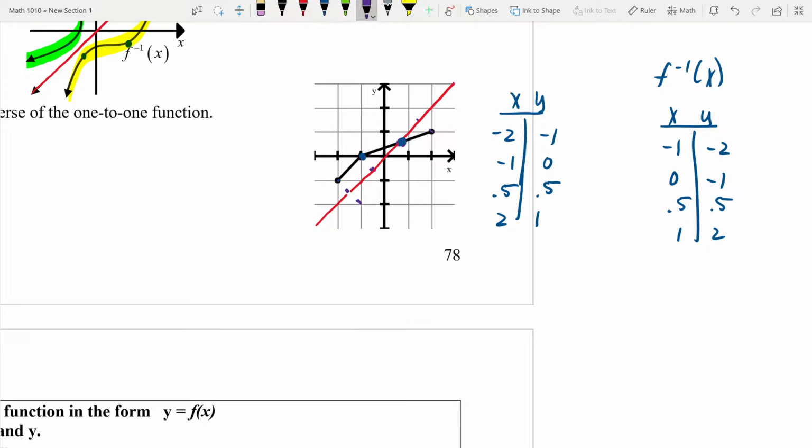So then I could plot those points. Left 1, down 2 puts me here. Don't go right or left, but go down 1. 0.5, 0.5 is here. Right 1, up 2, draw it in, and I get exactly the same graph as when I did the folding. So either way is fine.